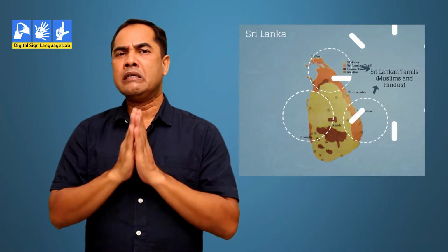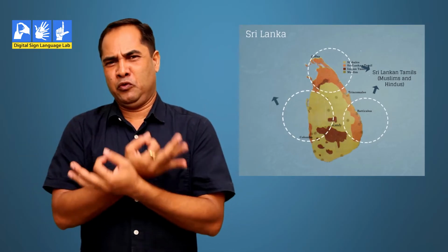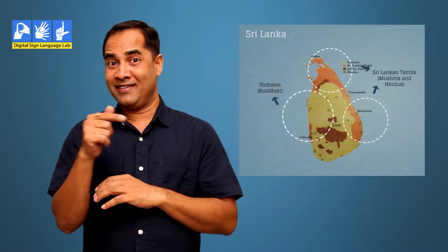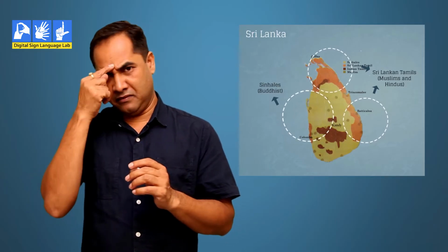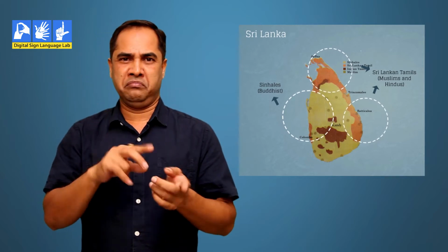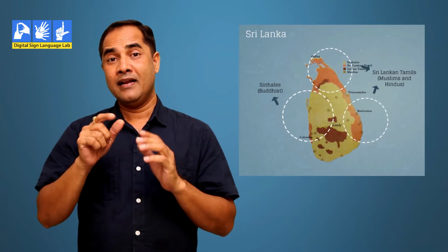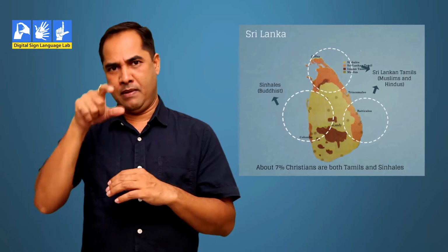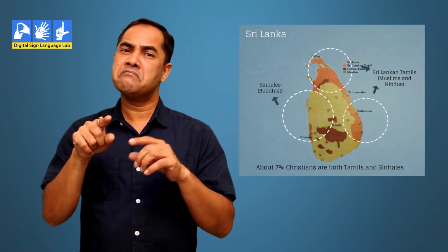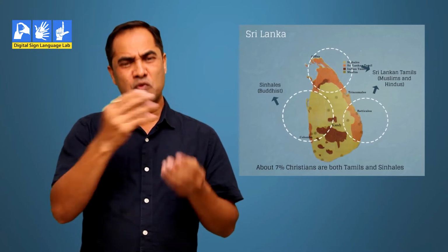The 74% Sinhala community follow the Buddhist religion, while Tamils have mixed religious following: Muslim, Hindu, Christian. They are a mixed community. 7% of people in Sri Lanka are Christians, belonging to both the Sinhala community and the Tamil community.